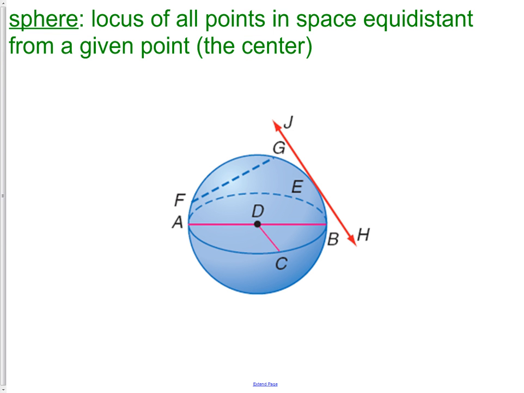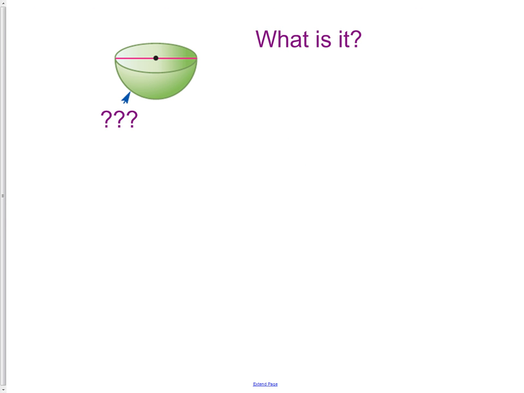Part of that, we have something called the Great Circle. The Great Circle would be the largest circle you can draw around that sphere. We can think of it as finding the diameter of the sphere and then creating a circle which would touch both ends of that diameter. What is this?